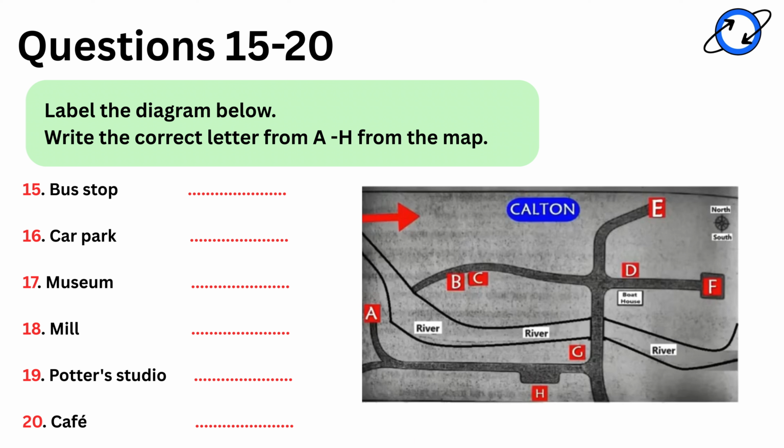This leads straight there. If you're interested in arts and crafts, there's a potter's studio where you can watch the artist at work. After crossing the bridge, turn left, and it's the second building on the left. Finally, when you feel in need of refreshments, there's a cafe opposite the old boathouse and a picnic area near the mill.